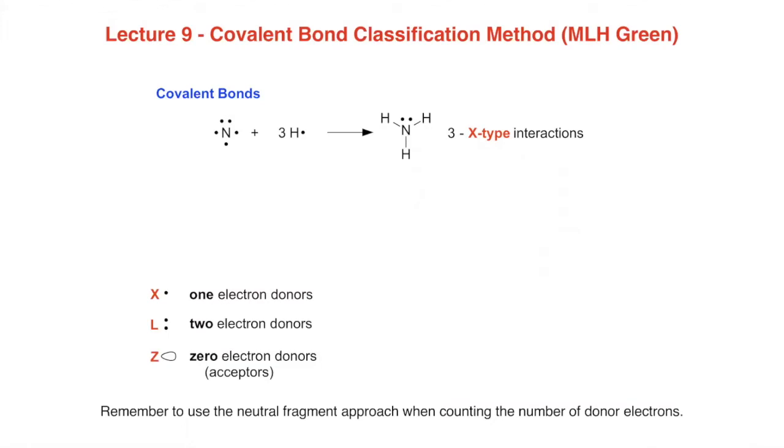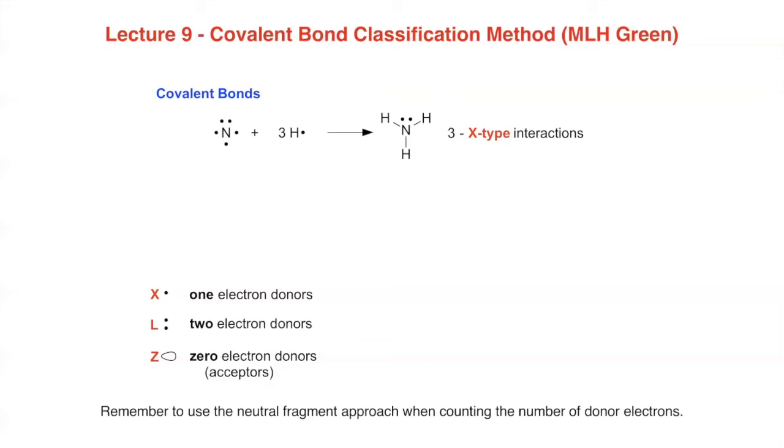This picture of ammonia is maybe a little bit counterintuitive. Maybe you think about it as N3 minus and hydrogen plus or something. But in this formalism, you want to think about the fragments as neutral objects for the purposes of counting charges.